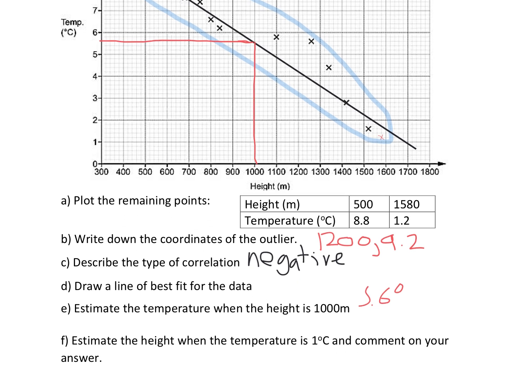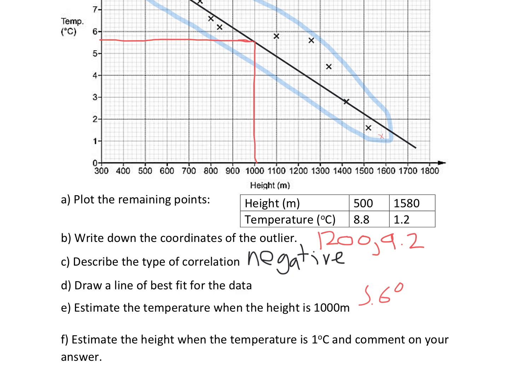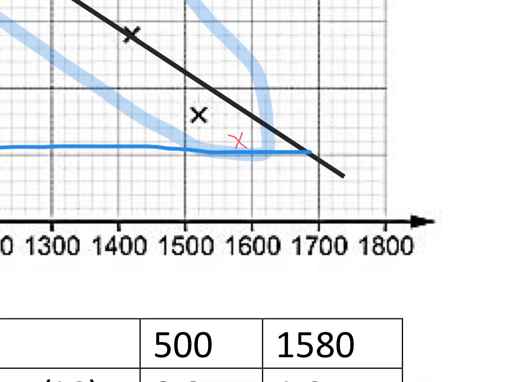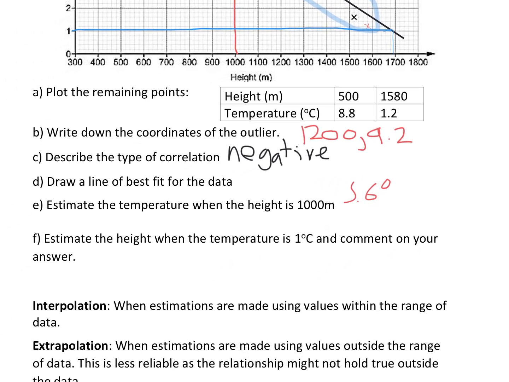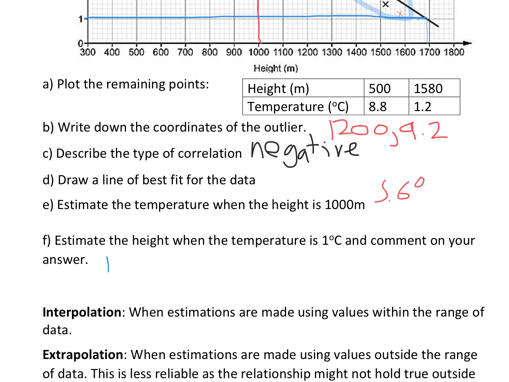And part F is to estimate the height when the temperature is 1 degree C, and comment on your answer. So 1 degree C is way down here. Go across until I meet the line, meeting the line about there and then going down. So I would say that's 1,690, and that's in meters.